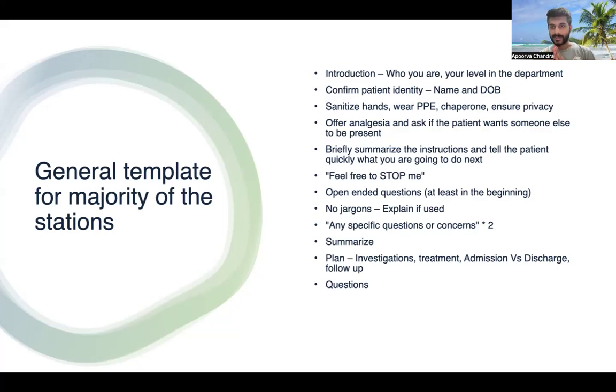You can start by saying your name, what your level or grade in the department is. So you can start by saying, my name is Apoorva Chandra. I'm one of the registrars in the department. And then confirm patient's name and identity. So you ask for the name as well as the date of birth.